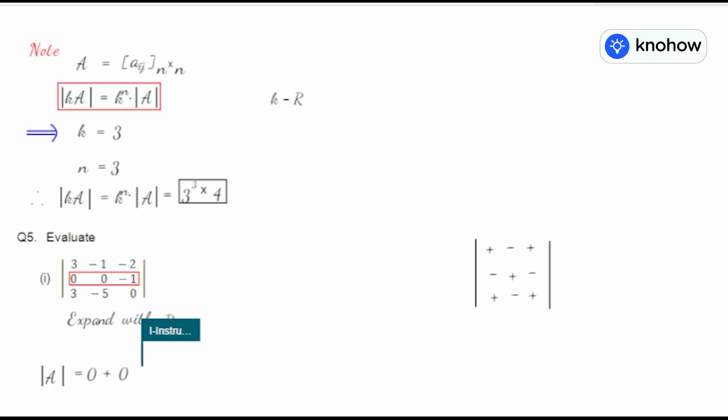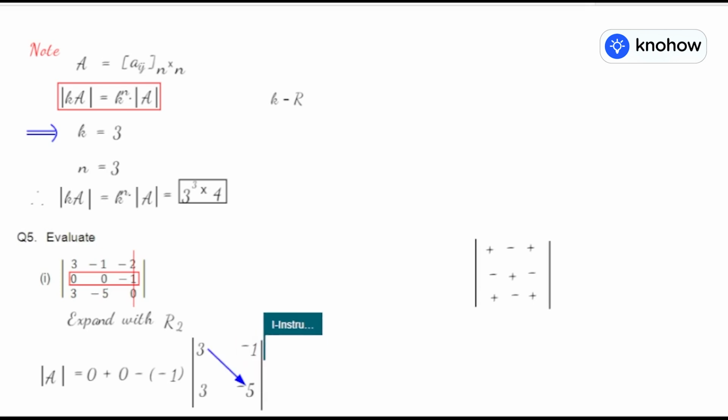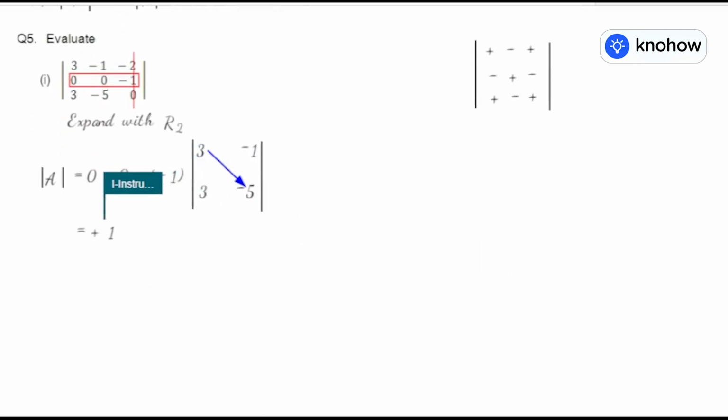And here by convention we'll take it minus times. So minus times minus 1 into, delete the row and column through minus 1 now, and you get 3 minus 1 and 3 minus 5. And now evaluate the second order determinant. So here you get minus minus plus 1 times minus 15 and minus minus plus 3. So you get the answer as minus 12.